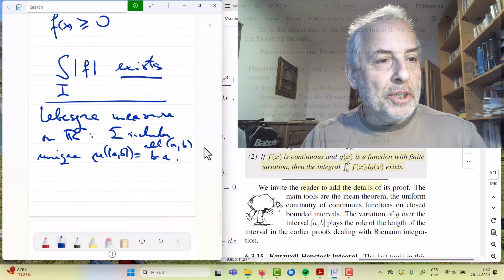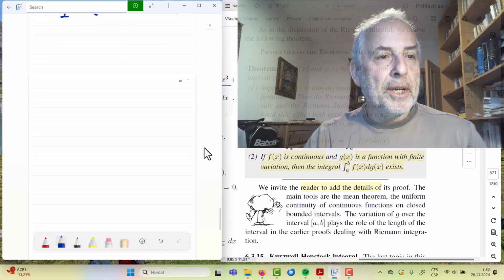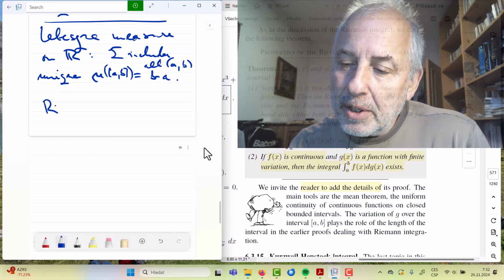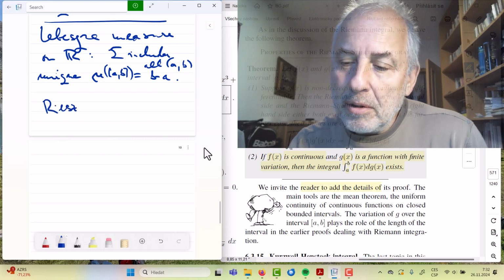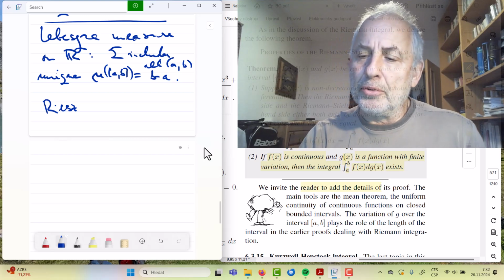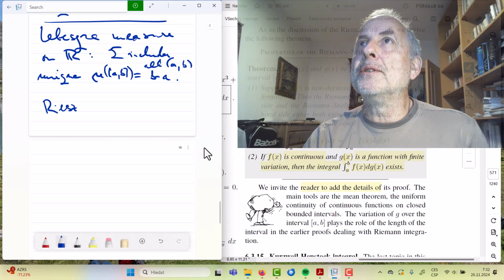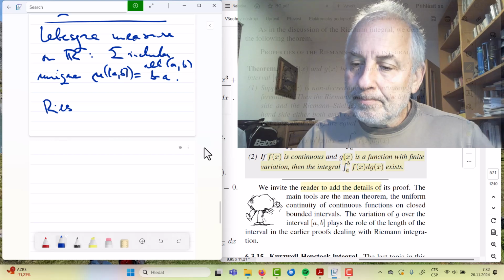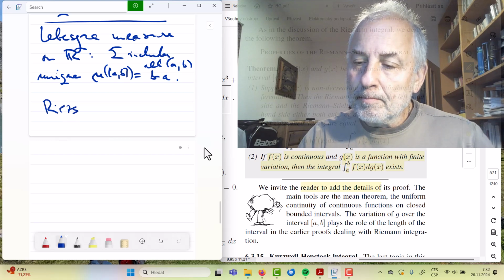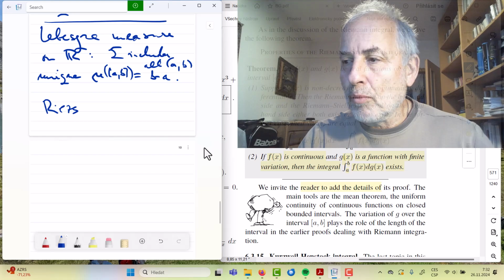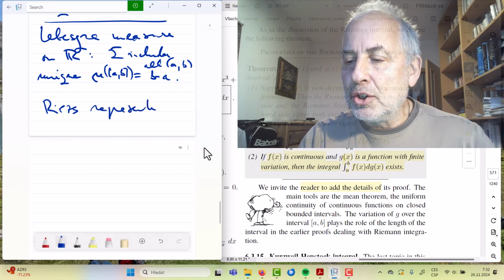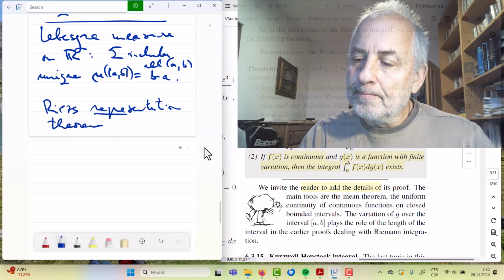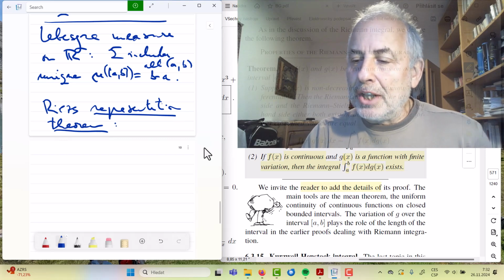Well, the second promised comment is the so-called Riesz representation theorem. Well, I don't remember how it's spelled, Riesz, perhaps the other way around. And this tells a very nice thing.